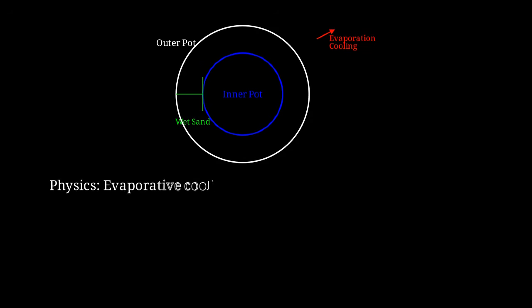As water evaporates from the sand, it absorbs heat energy from the inner pot. This is the same principle that cools your skin when you sweat. The heat removed equals the mass of water evaporated times the latent heat of vaporization. The latent heat of vaporization for water is about 2.26 times 10 to the 6 joules per kilogram. This is a huge amount of energy per unit mass.